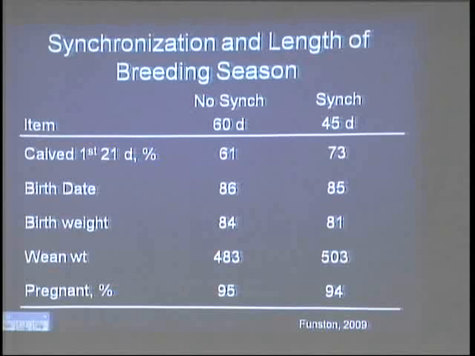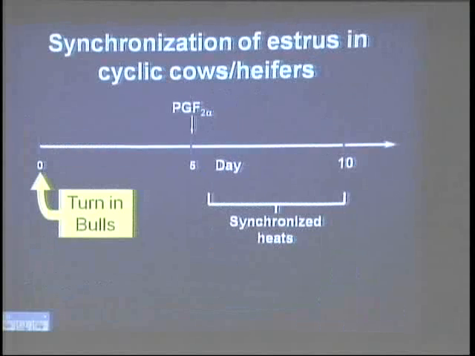Now, the system that was used in that particular situation is shown here, and it's not a new system at all. It's merely turning the bulls out for 5 days, then running everything through, giving an injection of prostaglandin F2 alpha. Anything that was bred in these first 5 days would not respond to the prostaglandin injection, so we don't have to worry about that.